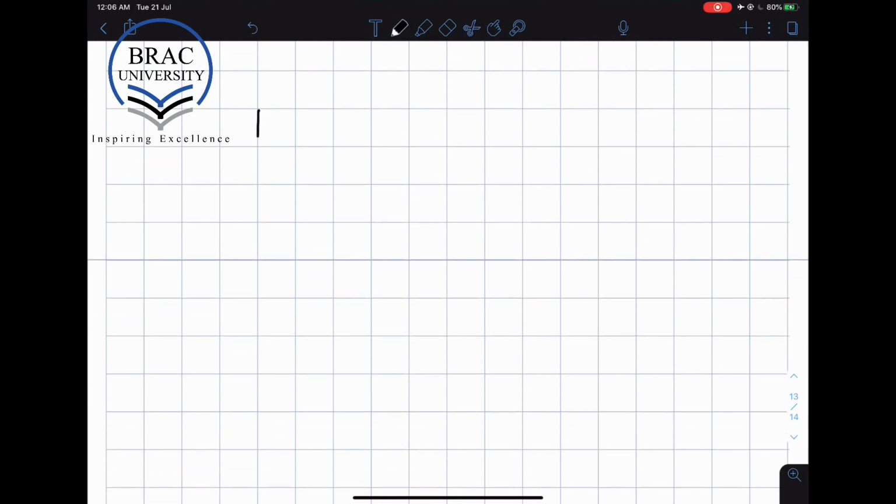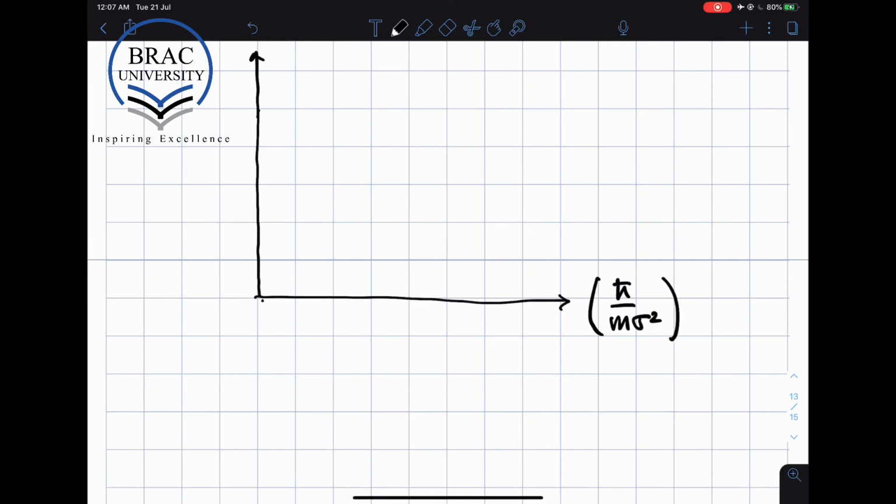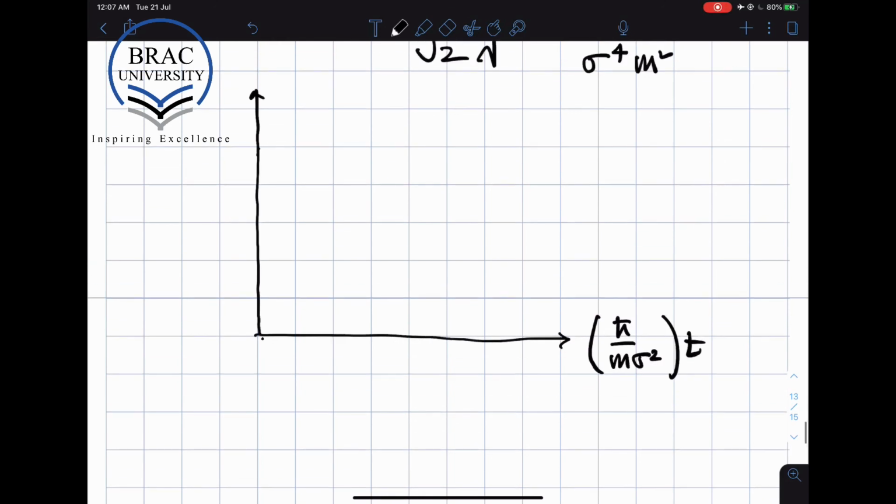Let's plot this. So I have on the x-axis some rescaled time coordinate, and on the y-axis, I'm plotting a rescaled delta x in terms of sigma. And then at time 0, it's 1, and then it just increases like that.